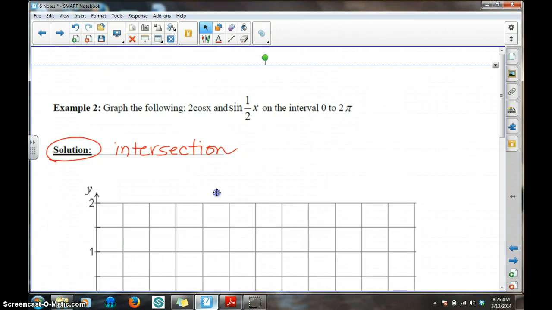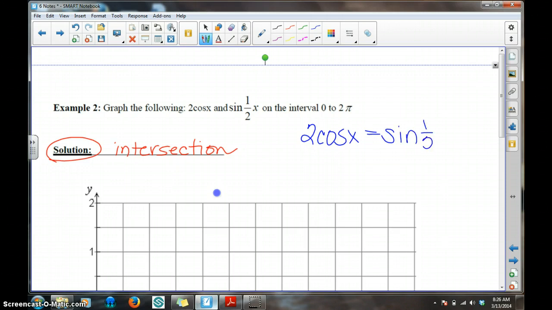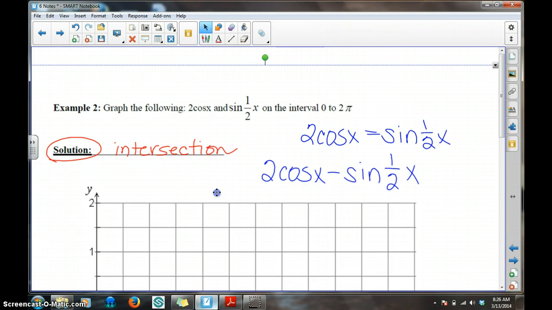If you were to try and solve this algebraically, you'd be subtracting one graph from both sides of the equation. If I were looking for the solution to where 2 cos x is equal to sine 1/2 x, I'd be subtracting one graph over to the other side and figuring out where they are equal to 0. So you're still finding a root, but you're finding a root of where one is equal to the other instead of where the subtraction or the difference is a 0.